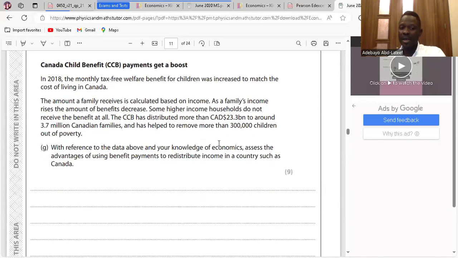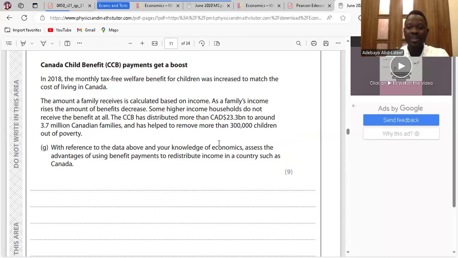We have the case study of Canada here. It said, with reference to the data above and your knowledge of economics, assess the advantages of using benefit payments to redistribute income in a country such as Canada. Benefit payment is a form of social benefit given to disadvantaged citizens to ensure they have improved living standards. The advantages of benefit payments are as follows. One, it reduces the gap between the rich and the poor, which is, it reduces income inequality. Clear? It could alleviate poverty, as reported that around 300,000 children have been lifted out of poverty in Canada due to the child benefit payments. It is in the case study.